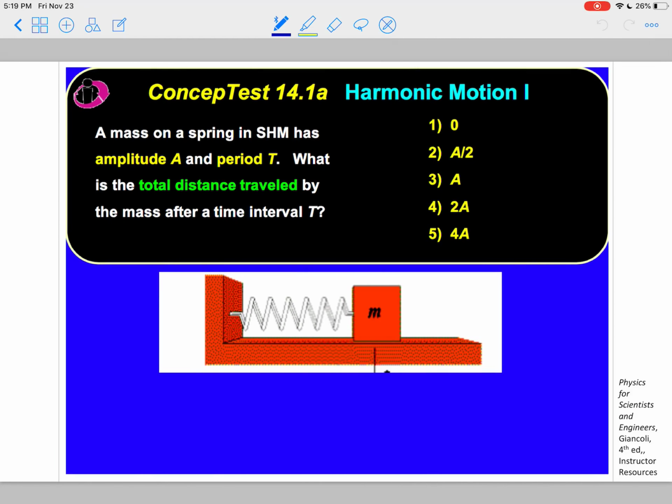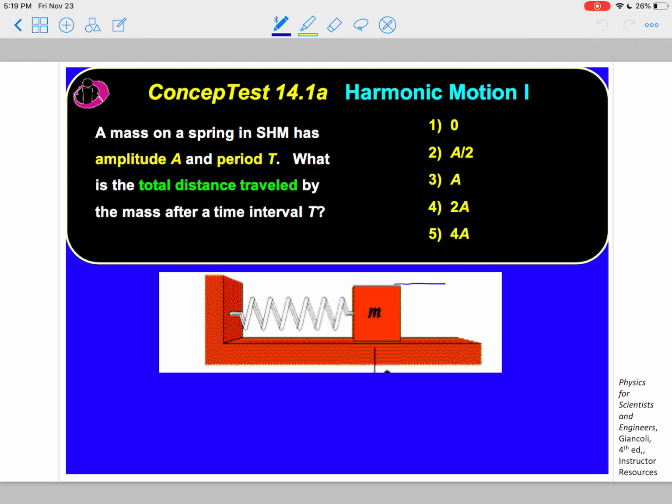So, a couple of questions here. First of all, mass on a spring in simple harmonic motion has amplitude A and period capital T. What is the total distance traveled by the mass after a time interval t? Well, for a time interval t, it has to go through a complete oscillation.